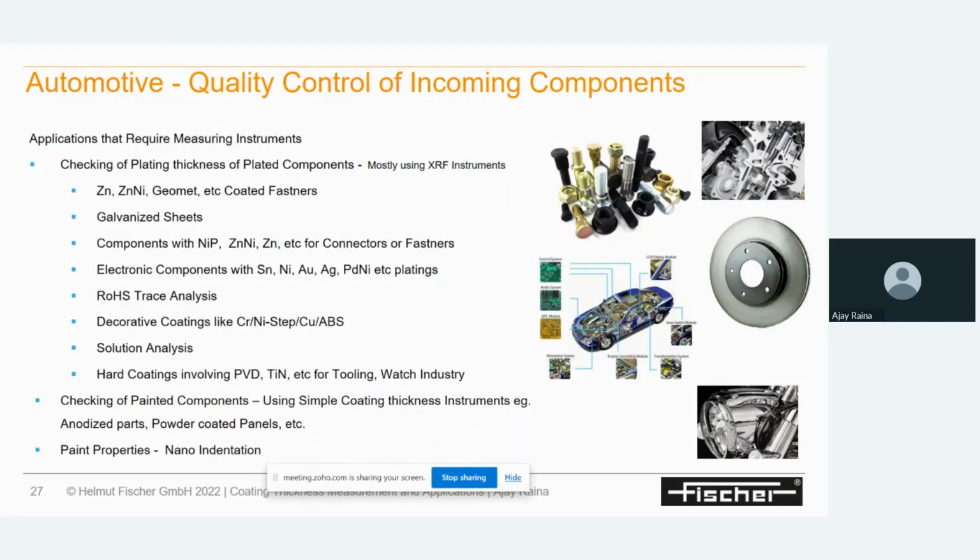Solutions can be done with XRF. Hard coatings like PVD, titanium nitride, and any other tooling or watch industry coatings can be checked with XRF. And if you have incoming inspection for paint coatings, we have instruments like DFTs, which can check your paint. And if you want to know the paint properties, then nano indentation can be helpful for you.